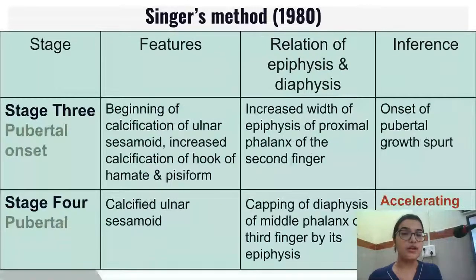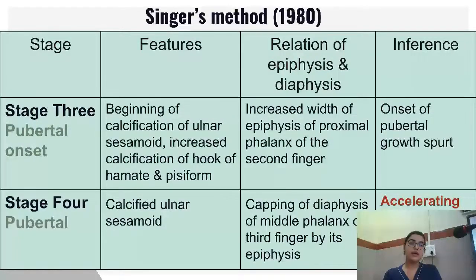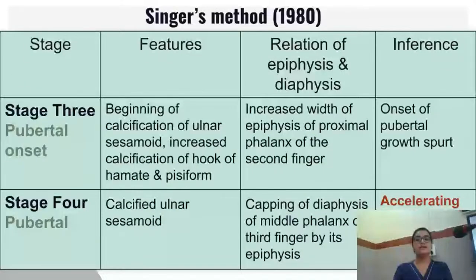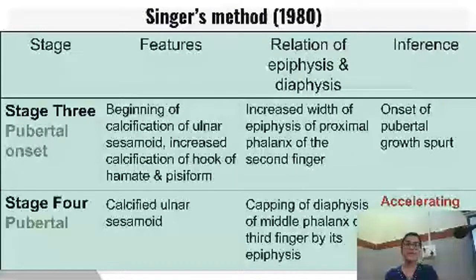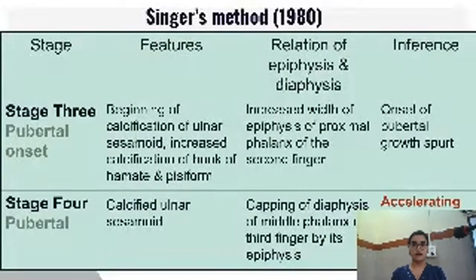Stage 3 is the stage of calcification of the ulnar sesamoid, with an increase in calcification of the hook of hamate, and the physis of the proximal phalanx is increased in the growth spurt. Stage 4 is the pubertal stage of the ulnar sesamoid, and the capping of epiphysis and diaphysis of the middle phalanx of the third finger occurs in this stage. This stage is the accelerating phase of the pubertal growth spurt.